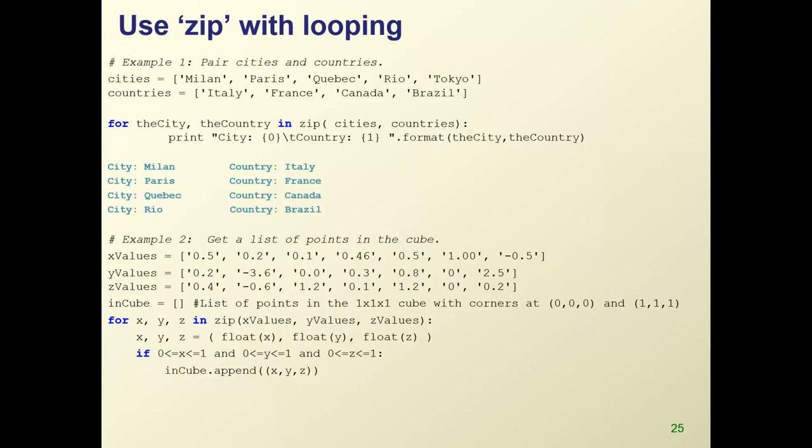If it is inside the cube, we want to append it to our list that we created up here. If it's not, we're not doing anything with it, so we don't need an else branch. We don't need to have an else branch if the activity inside of the alternative is to do nothing. We're done. We print out our result.